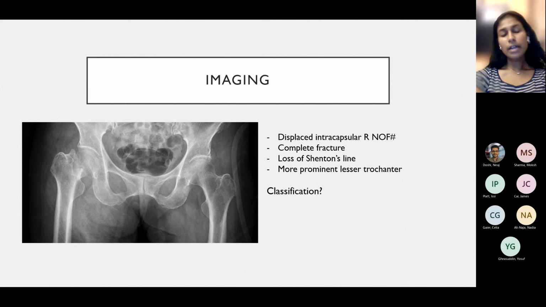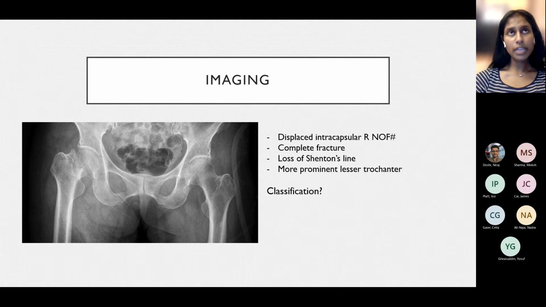There's also Shenton's line that's important to look at. Don't forget, this is the line going from the lesser trochanter, I'm trying to find the pointer, but I can't get it, the lesser trochanter all the way along the inner femoral head and the inferior edge of the superior pubic ramus. So have a look at Shenton's line so you remember. When you have a break in this, that's one of the key features of a neck of femur fracture.